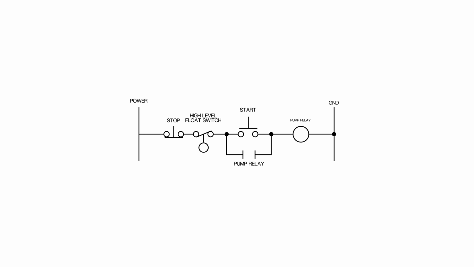Another iteration of this system is one with a high float switch, which is normally closed until the fluid level reaches it and flips it open, de-energizing the coil, which stops the pump. The start and stop push buttons act as seen in the first example.